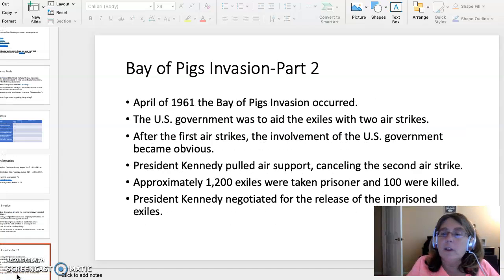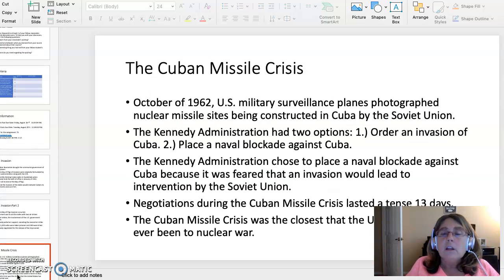In April 1961, the Bay of Pigs invasion actually occurred. The U.S. government was to aid the exiles with 2 airstrikes. After the first airstrike, the involvement of the U.S. government became obvious, and Kennedy canceled the second airstrike. Still a move that's considered controversial today, and many in the Cuban American community are upset about it to this day. About 1,200 exiles were taken prisoner and 100 were killed. President Kennedy negotiated the release of these imprisoned exiles.